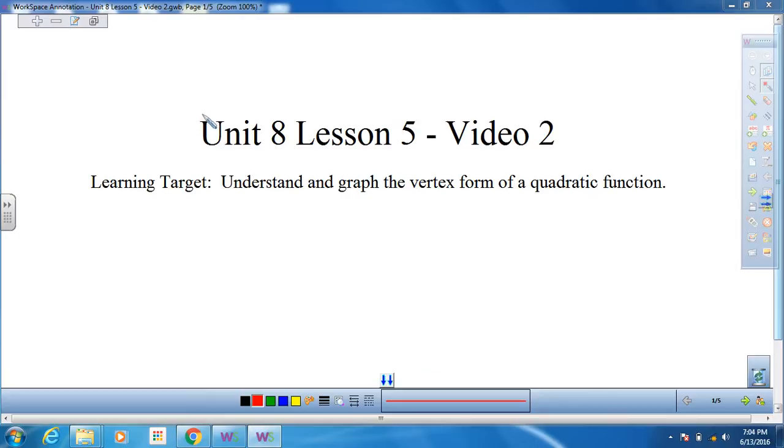This is Unit 8, Lesson 5. We're going to continue graphing quadratic functions in vertex form. We're just basically going to pick up where we left off last video and work through some more examples, talk about the pattern, and the changes from the parent function.